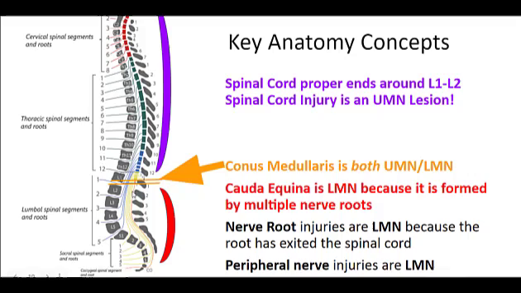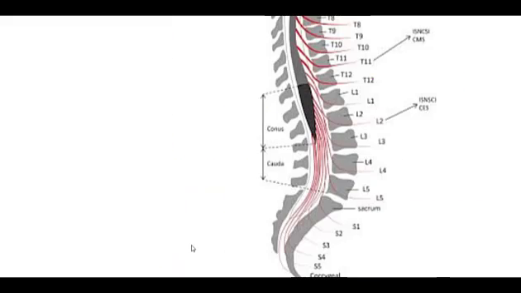And so if you think about that, then the cauda equina will be different and it will only be a lower motor neuron injury. Okay? So nerve root injuries are lower motor neuron because the root has already exited the spinal cord. And we're going to think about that as a peripheral nerve injury. And peripheral nerve injuries, again, are lower motor neuron injuries.